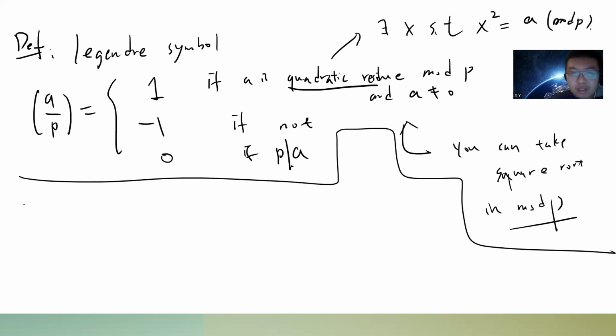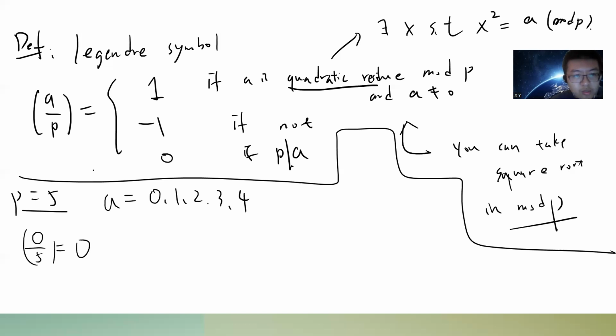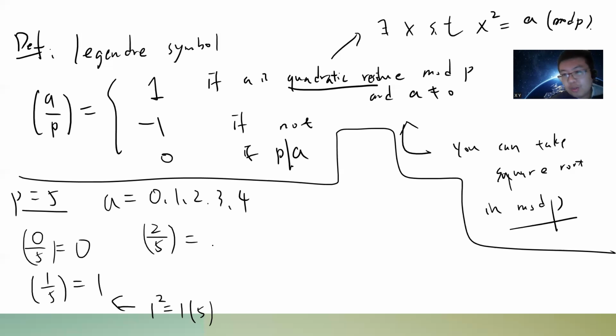Let's do some exercise. So for example, let's take P equals 5, and A equals 0, 1, 2, 3, 4. So I can write down the symbols. So (0/5) is 0 because 5 divides 0, and (1/5) is 1. The reason is that 1 squared is 1 mod 5. And for (2/5), I don't know whether it's 1 or not, right? But the answer is -1.